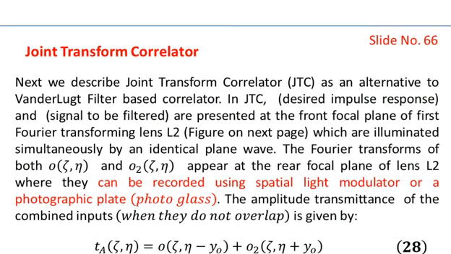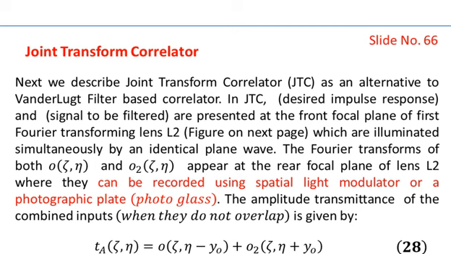Joint transform correlator. Next we describe the joint transform correlator, abbreviated as JTC, as an alternative to the Waterloo filter based correlator. In JTC, the desired impulse response and the signal to be filtered are presented at the front focal plane of the first Fourier transforming lens L2. The figure is given on the next page, which I am going to explain soon. The signals are illuminated simultaneously by an identical plane wave.